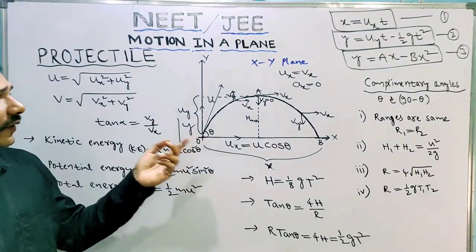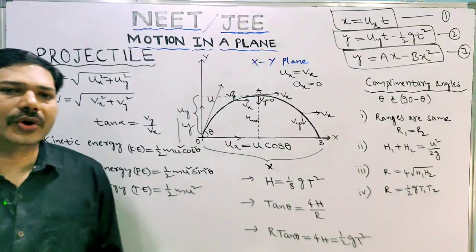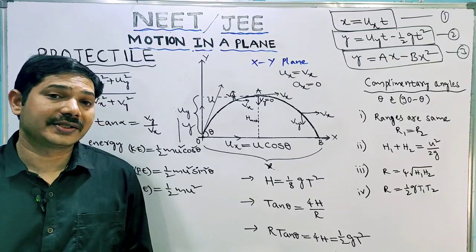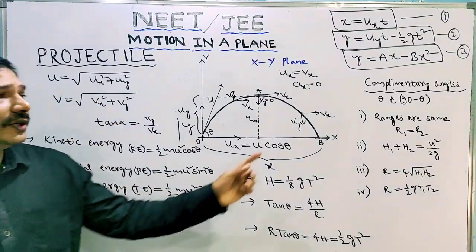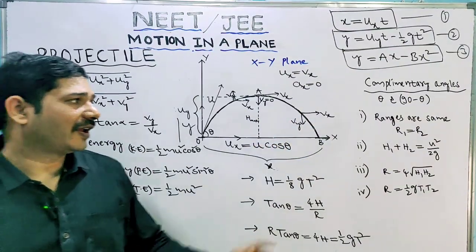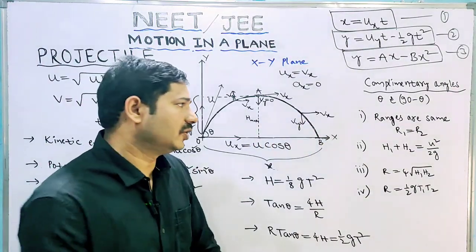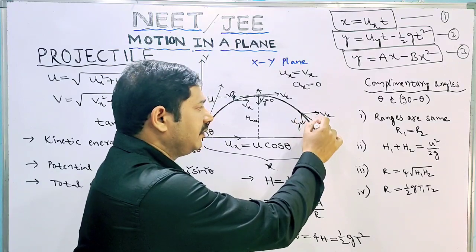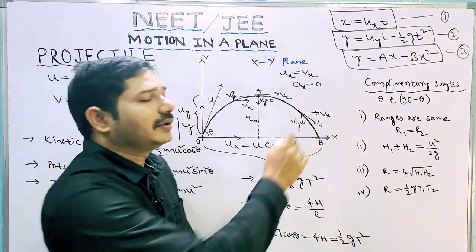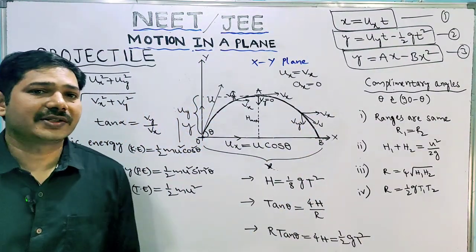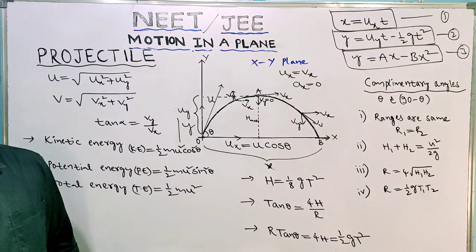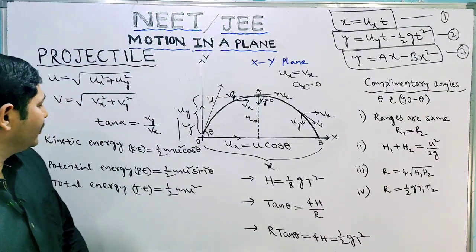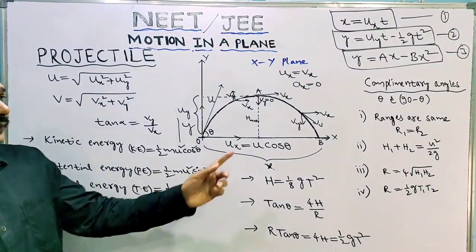Okay, so therefore u equals under root ux square plus uy square, and at the same time, v, the resultant final velocity, we can write as under root vx square plus vy square. Next one, tan alpha, the angle.